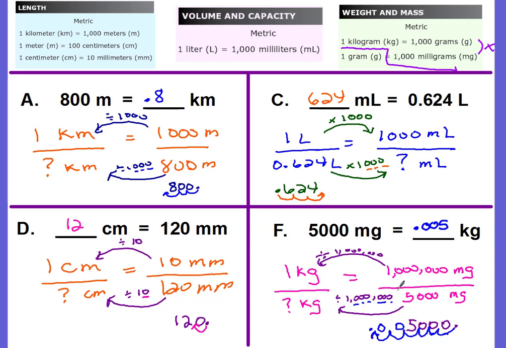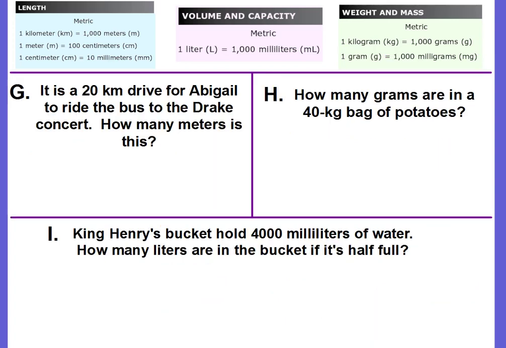Okay, if you have questions on those, please talk with your teacher, because now it's time to do some word problems. We have 3 word problems. We're going to start with letter G. It is a 20-kilometer drive for Abigail to ride the bus to the Drake concert. How many meters is this? Pause the video, solve, come back and check.